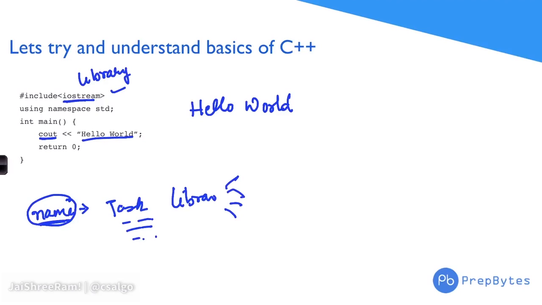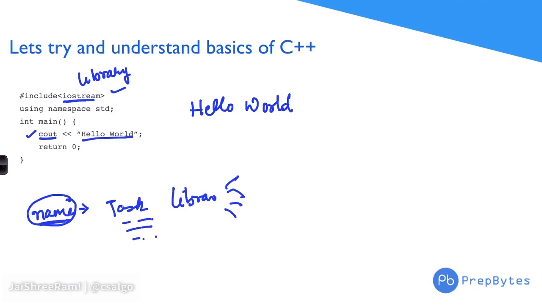iostream is input output stream. So this is the library for performing input and output. One thing we have already seen: cout is for output. As we go ahead and talk about input output in a different lecture, we will see what cin is as well. Okay, so now here you must have understood this line.